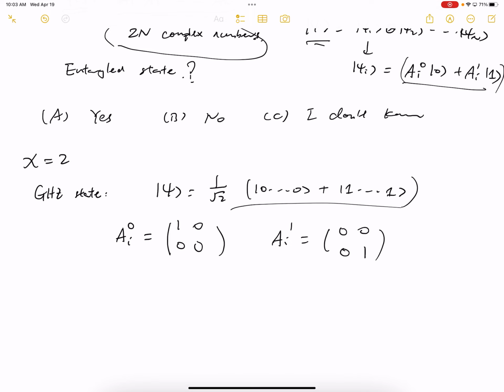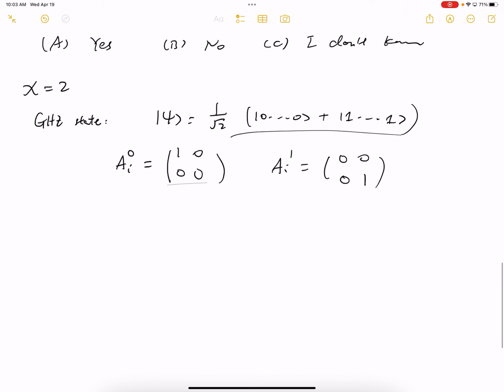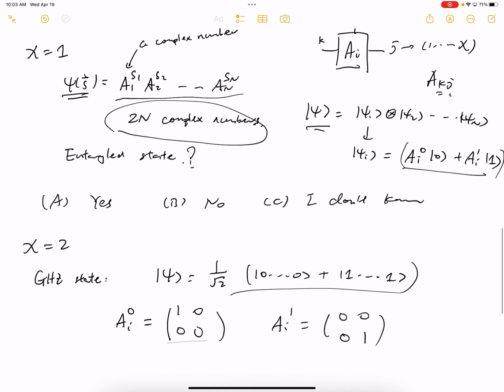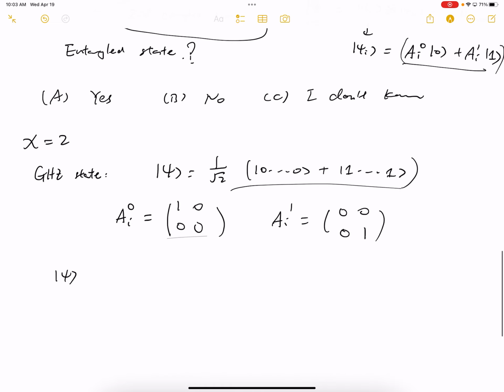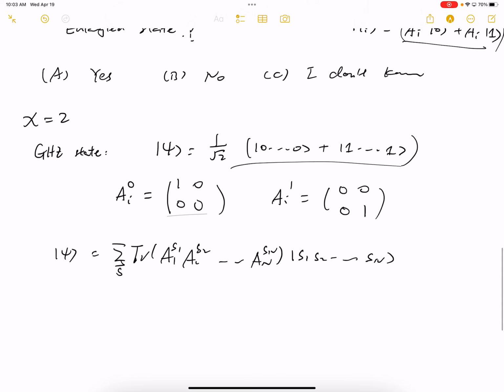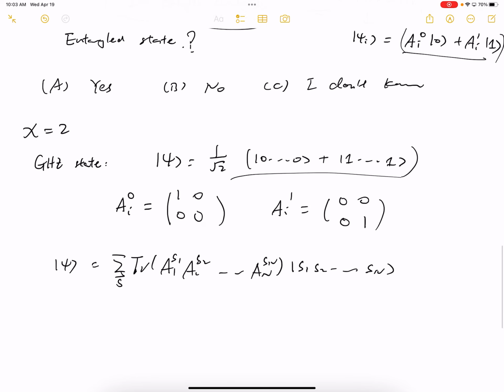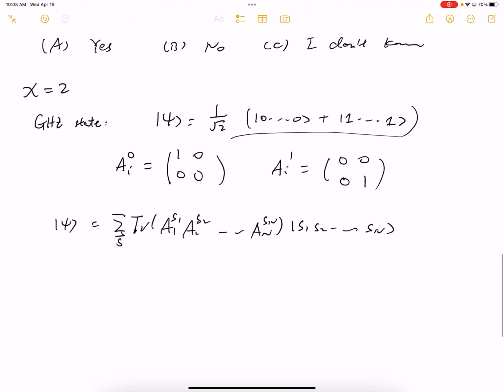So let's see why this is the case. As we said, the many-body wave function is given by, let's write the state, psi is given by the sum over S of the trace of A1 of S1, A2 of S2, all the way to An of Sn, and then we have the basis states S1, S2, all the way to Sn. We want to show that this big summation with these 2 matrices is going to collapse to that GHZ state. It's actually not that hard to show.